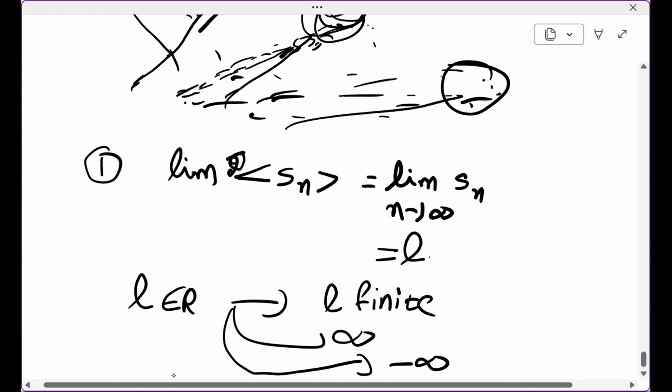So that is not the case. The limit need not be unique, the limit of the sequence need not be unique. There can be two to three limits and it can be infinity, it can be minus infinity. So the very important thing is that the limit of the sequence need not be unique. If it is unique and finite, then it is said to be convergent.